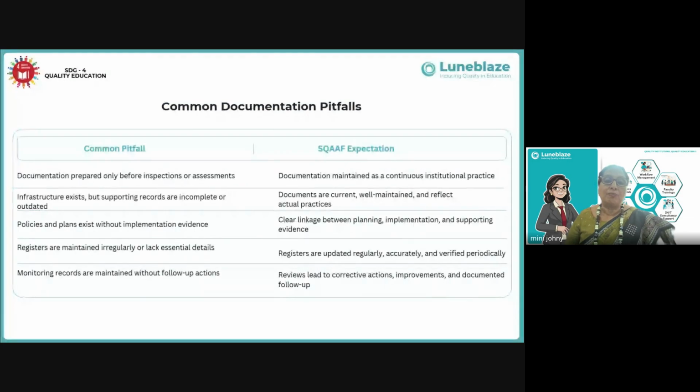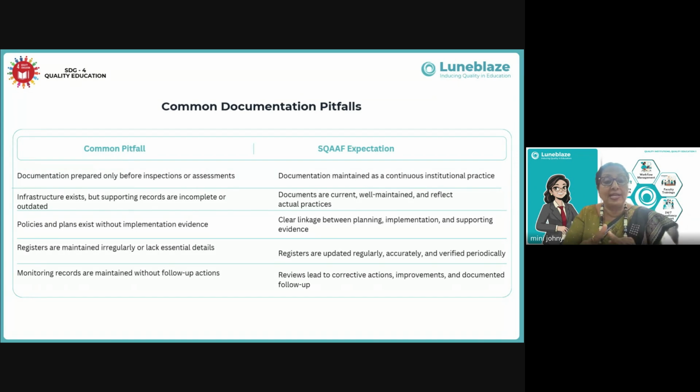Common pitfalls. What are the pitfalls we have in documentation? We prepare only before inspections or assessments. But SQAAF, what they are expecting, it should be maintained as a continuous institutional practice. You can see there are awards given to institutions for their effort to make the school a standardized or quality institution where they meet all these expectations.